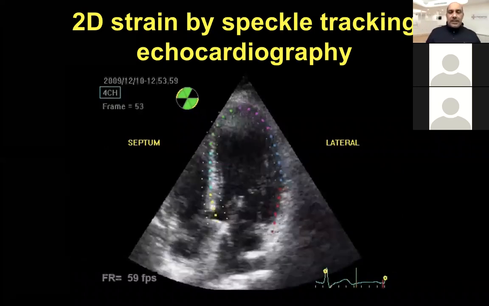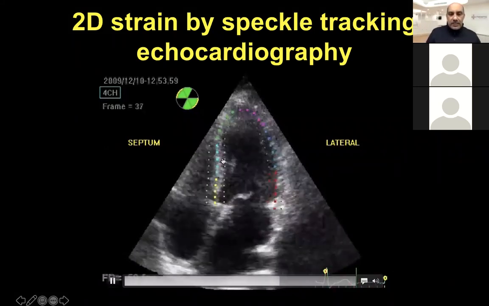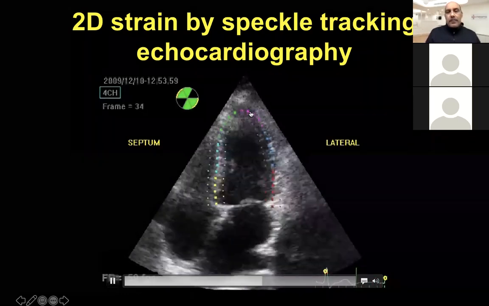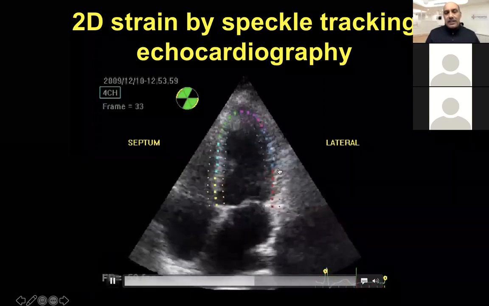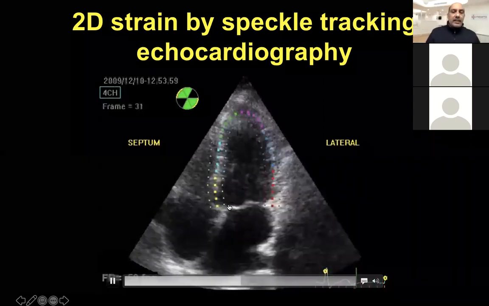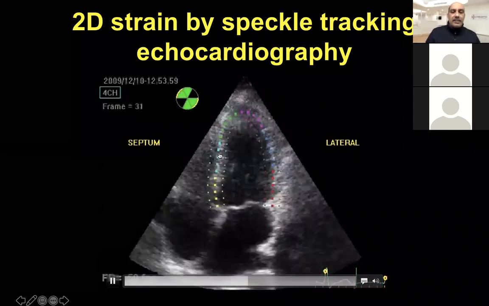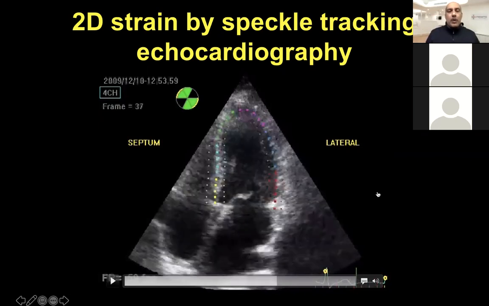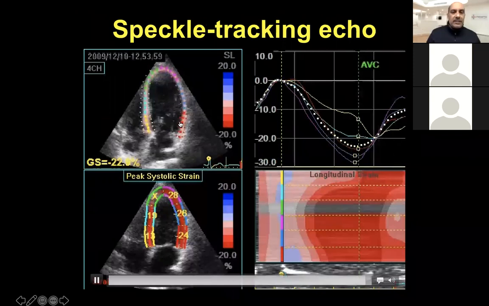So what the machine does is it actually calculates the whole segments: the basal septum, mid septum, the blue, the green is the apical septum. The apical lateral is violet, blue is mid lateral, and basal lateral is red. So it continuously calculates the change in the distance between all these segments, and then later on it plots on the graph. So for example, this is the example.